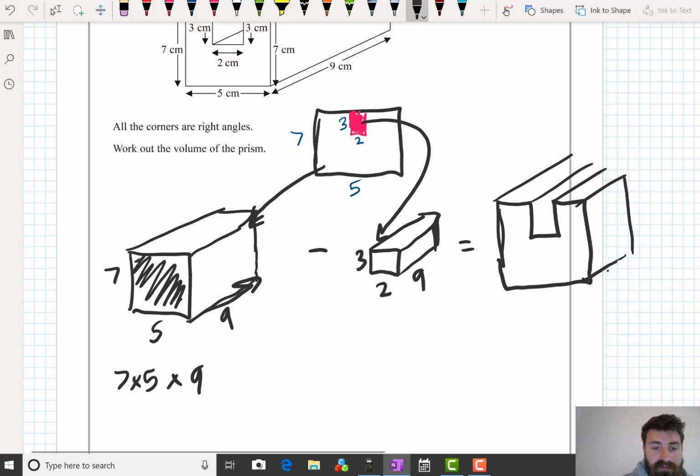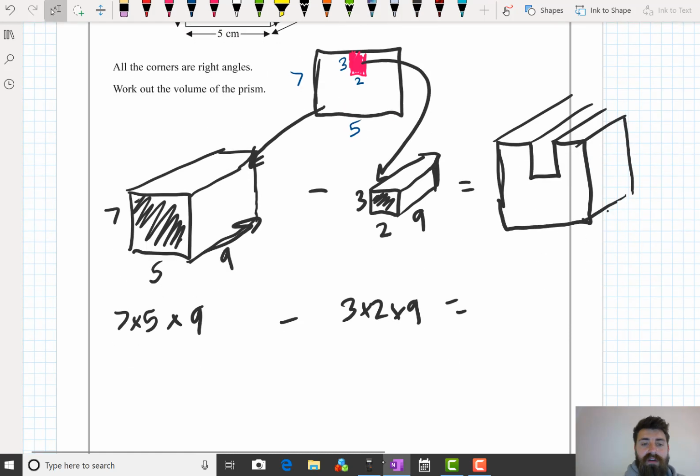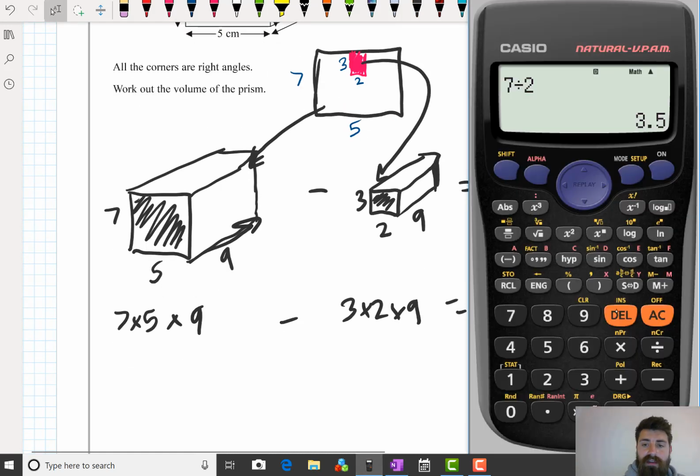This one here, work out the area of this rectangle. We need to do 3 times 2 to work out that, and times it by the stretch, or the depth if you like, and that will give us what we're after. So you could calculate them separately and subtract them. I, however, will put them all on one line. 7 times 5, you don't need to put the brackets, but I'd like to. Makes it clearer to me. 3 times 2 times 9 equals 261.